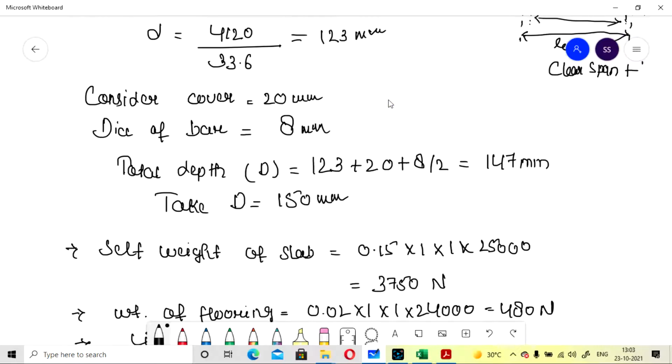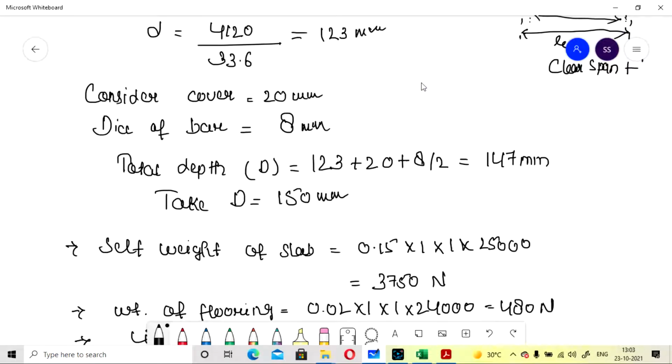Okay, now our considered clear cover will be 20 mm for slabs, and the diameter of bar that we are going to take is 8 mm. So our total depth will come around 123 effective depth plus 20 as our clear cover plus half of the bar diameter that we are going to take. So it will come as 147 mm. Now we are going to take the more even value, so we are going to take our total depth as 150 mm.